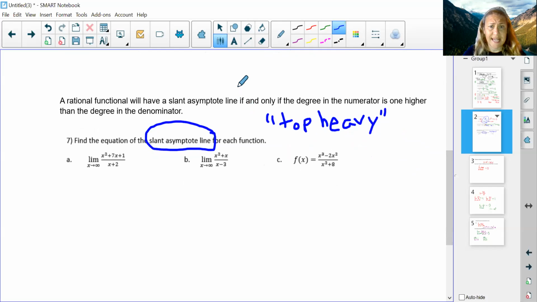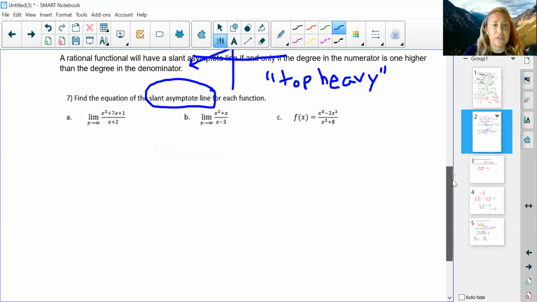Okay, so what's a slant asymptote line going to look like? We know what a vertical and a horizontal asymptote line look like. A slanted line looks like this, right? It's going to have a slope and it's going to have a y-intercept. So how are we going to figure that out when we see a rational function? So the 3 rational functions shown below.